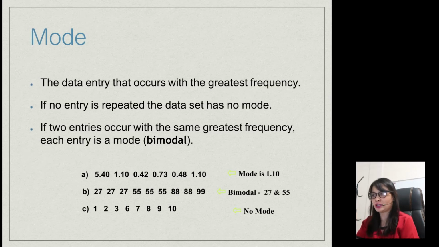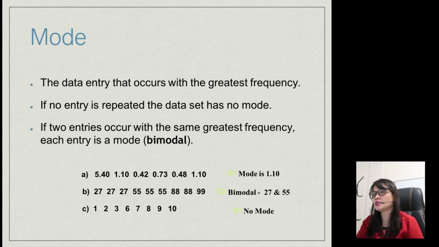Bimodal. Next, letter C: 1, 2, 3, 6, 7, 8, 9, 10. What's the mode? None. Why? There are no numbers that occur with the greatest frequency, so it has no mode.